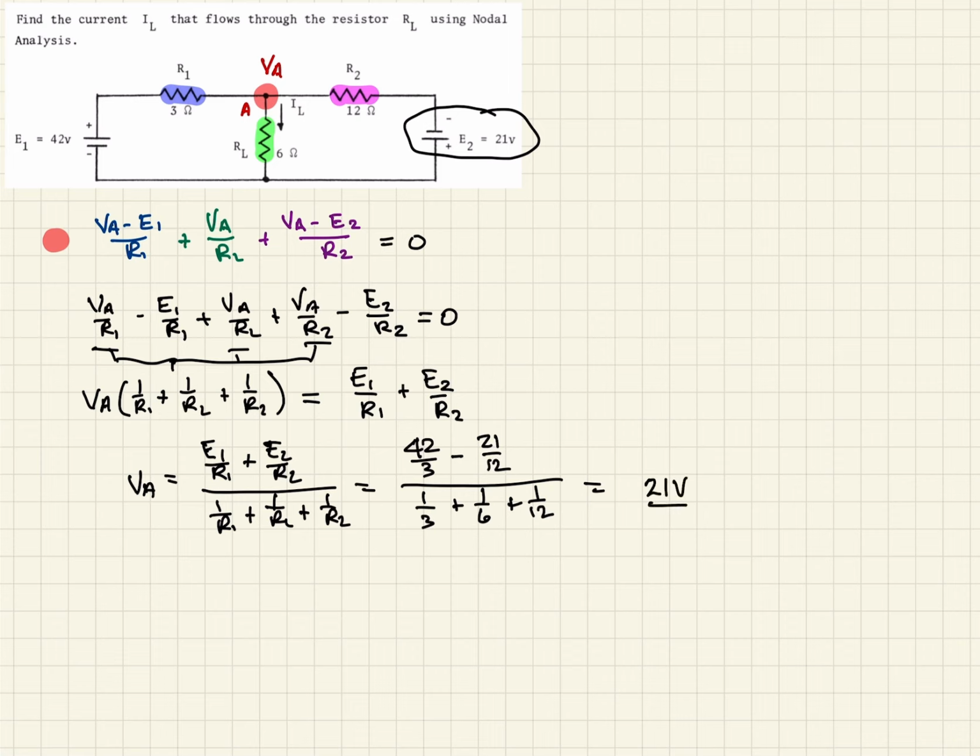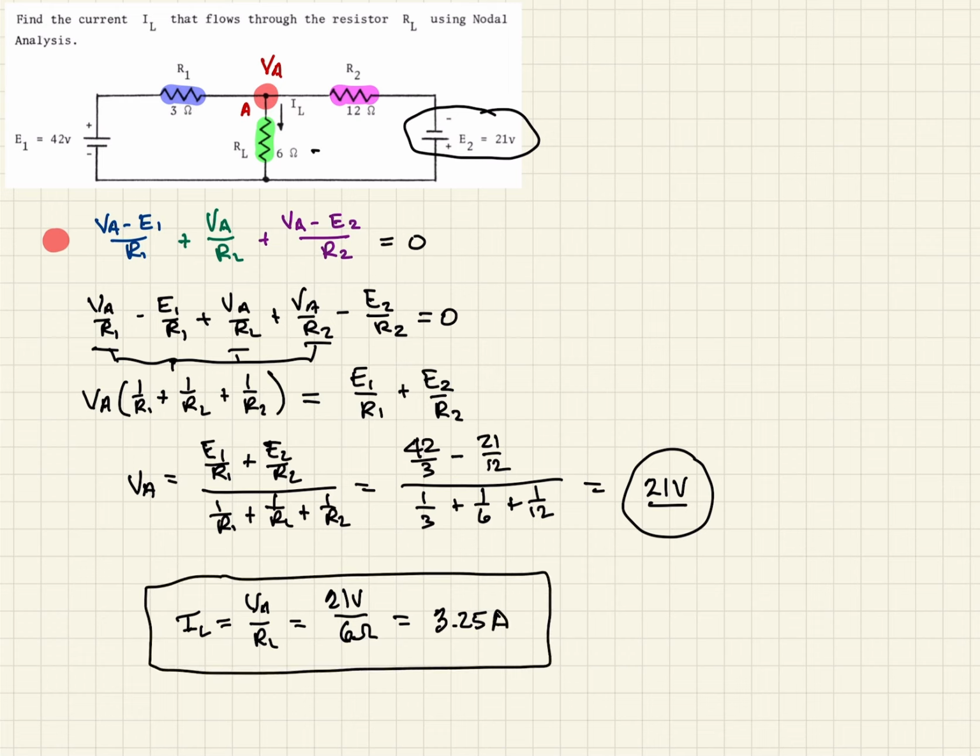But what they asked for was the IL. So we see that IL is just, from Ohm's law, VA over RL. We just calculated VA right here, so that's 21 volts. RL is 6 ohms. So therefore, plug that in the calculator, we get 3.5 amps for IL.